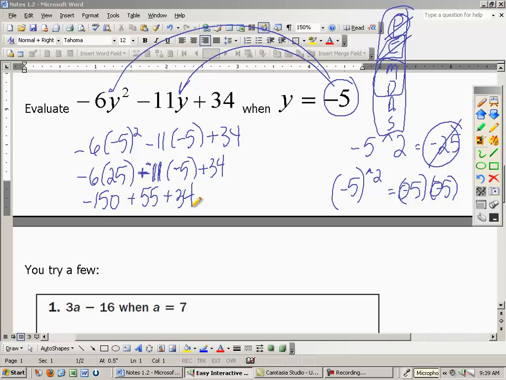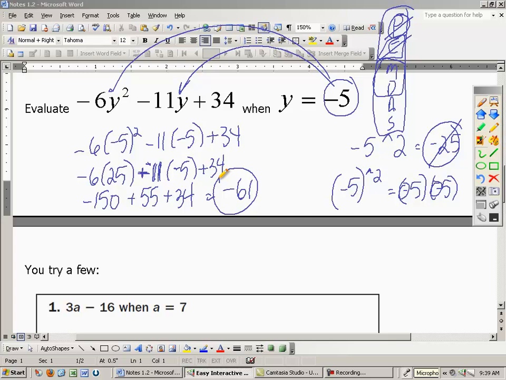So our final step then is to perform this addition from left to right. This can really be typed in one step in your calculator. Since additions appear from left to right, we just go ahead and do them from left to right. This is negative 150 plus 55, which is negative 95. And then we add the 34, and so you get negative 61.